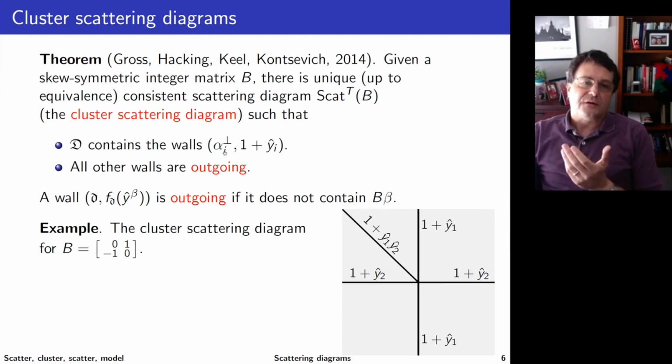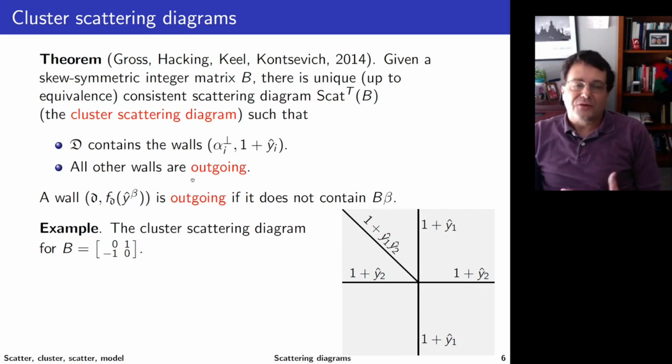And what are these walls? These are the basis vectors for my space. So these are coordinate, they're orthogonal. The hyperplanes orthogonal to them are just the coordinate hyperplanes. So I take the coordinate hyperplanes with the very simplest non-trivial power series that I could put on them. And then the rule is that all other walls are outgoing.